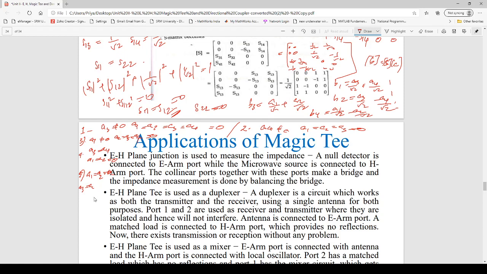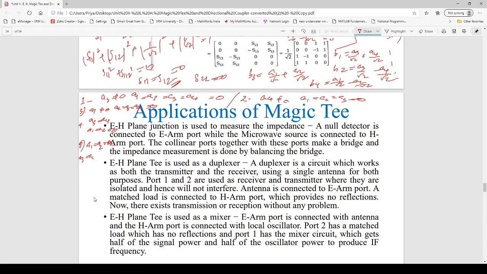Next is the application. The magic T can be used as a bridge for measuring impedance, and it can also be used as a duplexer. A duplexer works as both transmitter as well as receiver, because we have a single antenna. Port 1 and port 2 are used as the receiver and the transmitting antenna. Because we have that isolation property, it will not interfere. So because of that we use this in the duplexer.